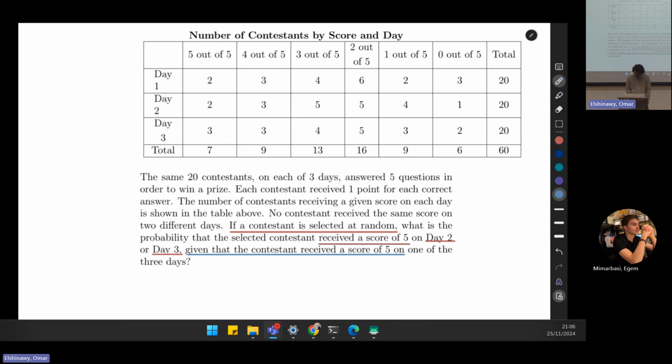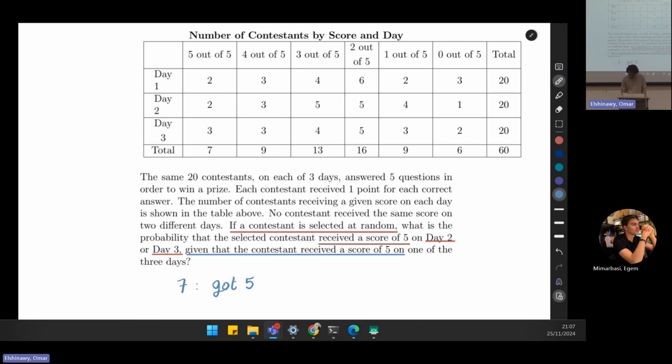Which contestants received a score of 5 on any of the days? So 2 contestants received 5 out of 5 on the first day, 2 on the second day, and 3 on the third day. So the total is 7. So we have 7 people who got 5, and so we're selecting a contestant with this precondition. So any contestant we will choose will be 1 out of these 7 people.